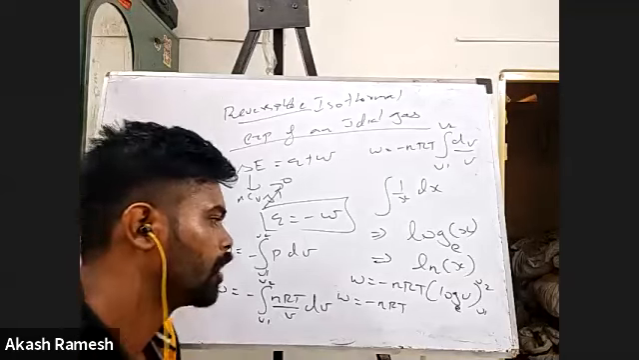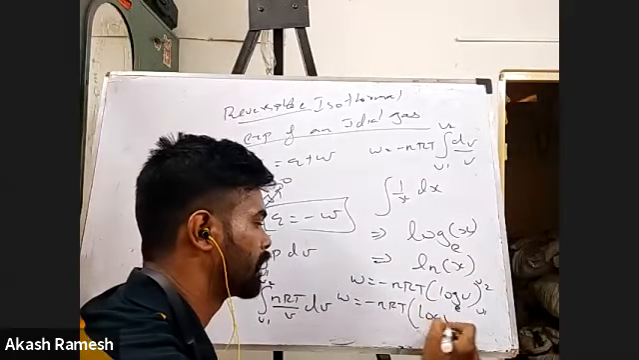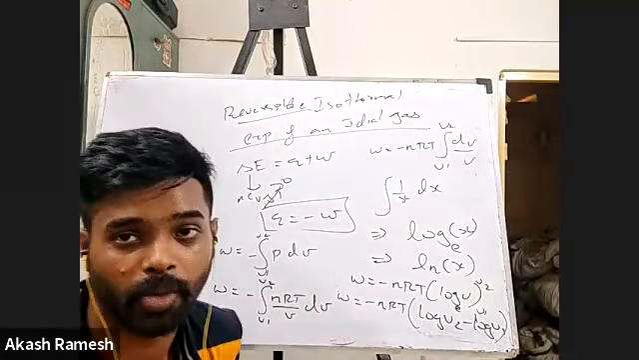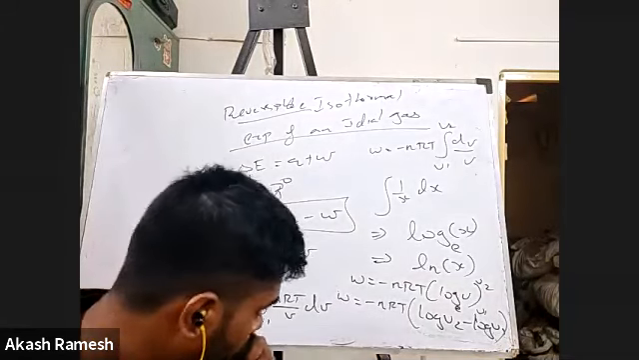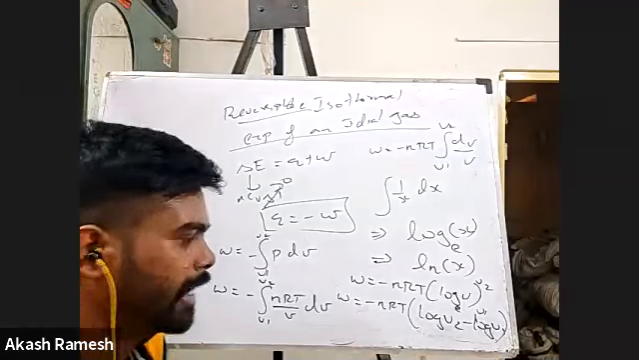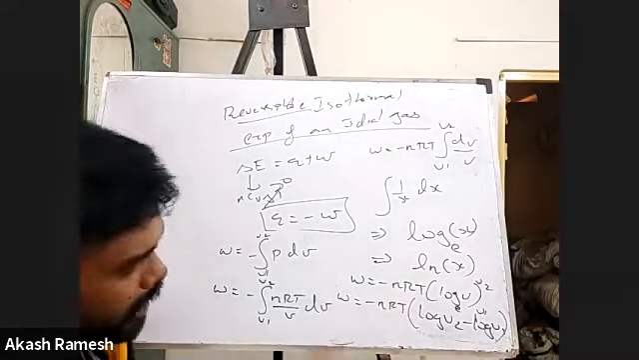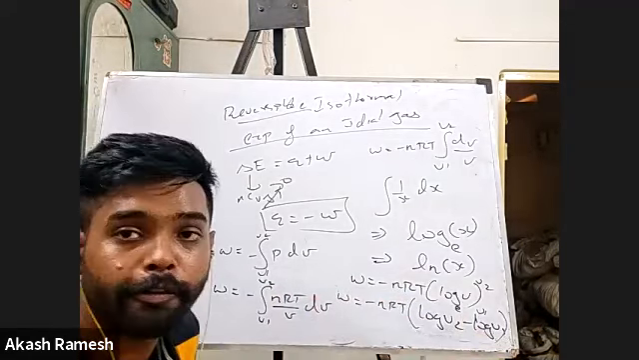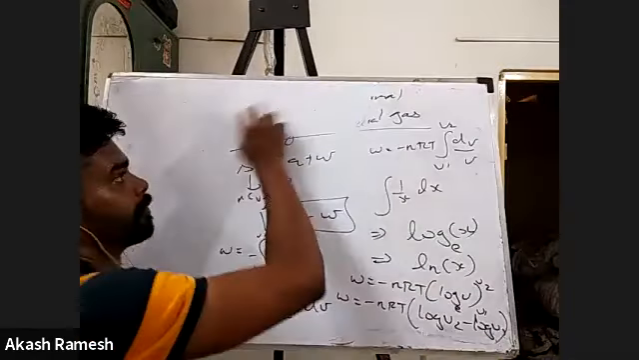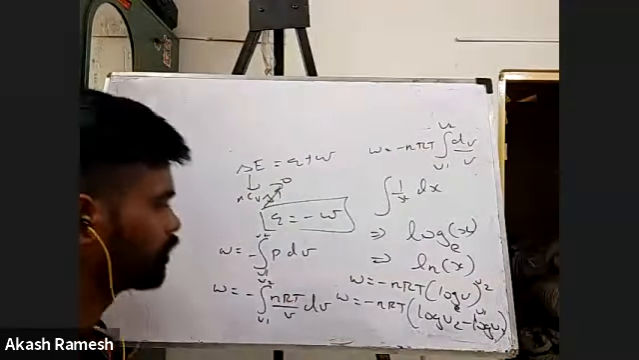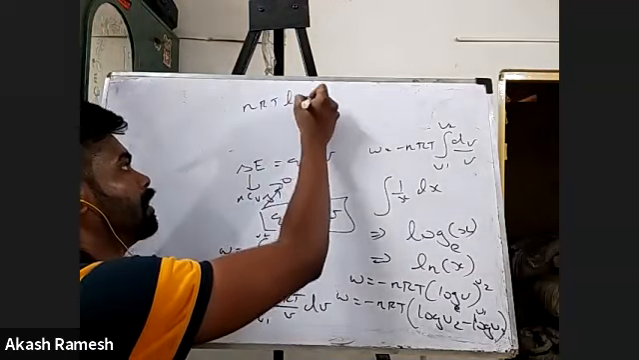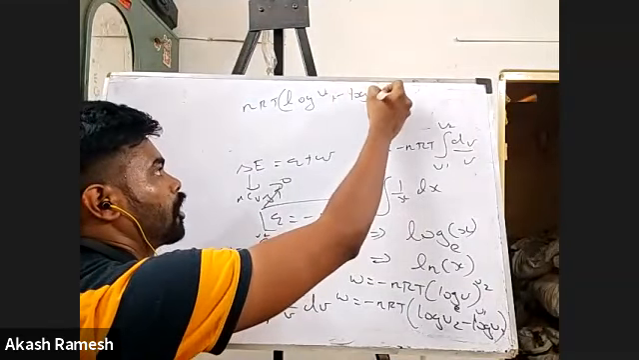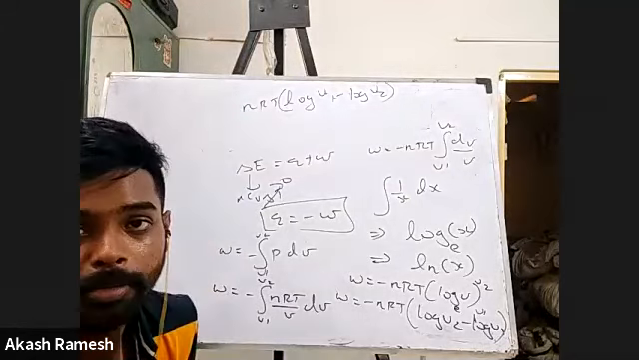So I have minus nRT. Now what did I say? Upper limit minus lower limit. So basically I would have had log of V2 minus log of V1. Now I have my negative sign also, so I can put the negative sign inside. If I multiply the negative sign inside, it will become log of V1 minus log of V2. So I have nRT times log V1 minus log V2.